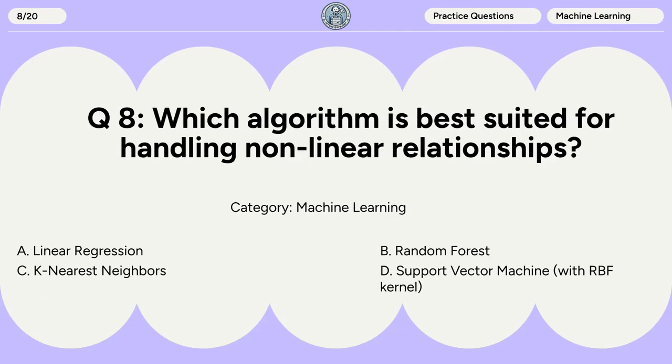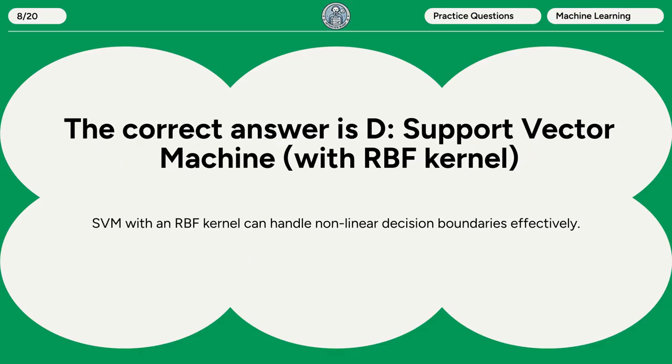Question 8. Which algorithm is best suited for handling nonlinear relationships? A. Linear regression. B. Random forest. C. K-nearest neighbors. D. Support vector machine. The correct answer is D. Support vector machine. SVM with an RBF kernel can handle nonlinear decision boundaries effectively.